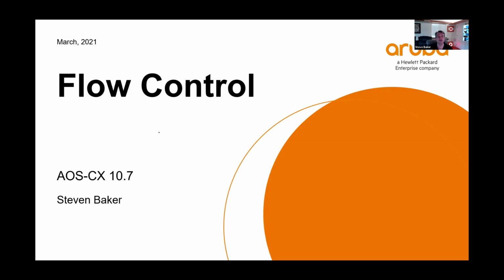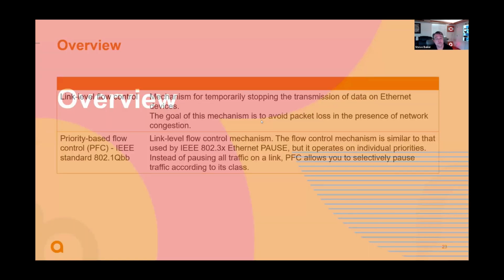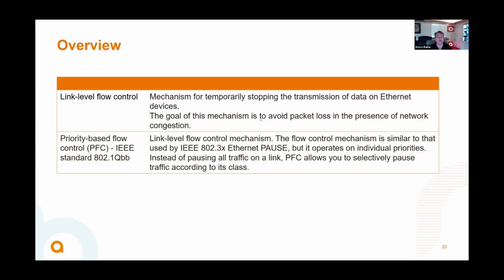Flow control. So let's talk about flow control and what's new with flow control. I'm going to talk about link level flow control and priority flow control a little bit. So link level flow control, this is a mechanism that temporarily stops Ethernet traffic being transmitted across a device. Of course, the goal is to avoid packet loss, and that's the goal with both of these actually.